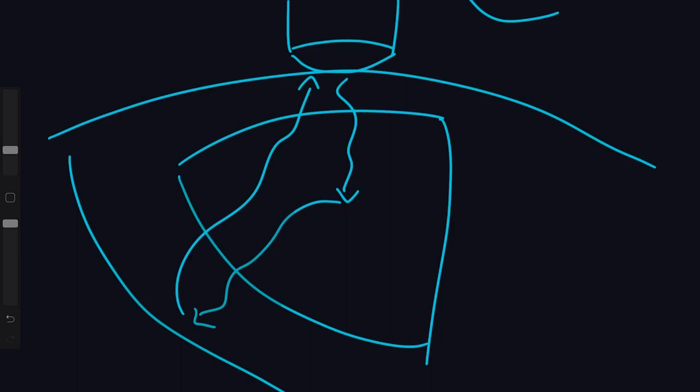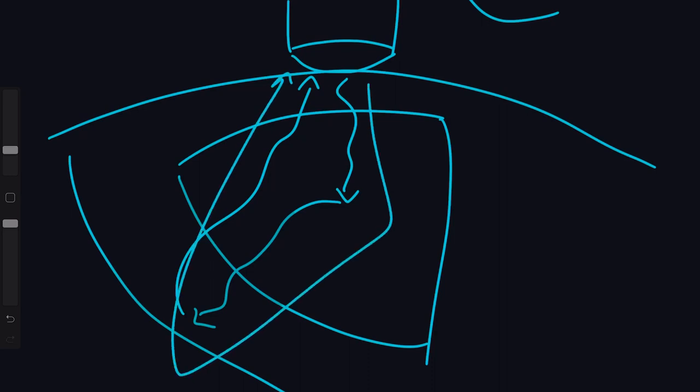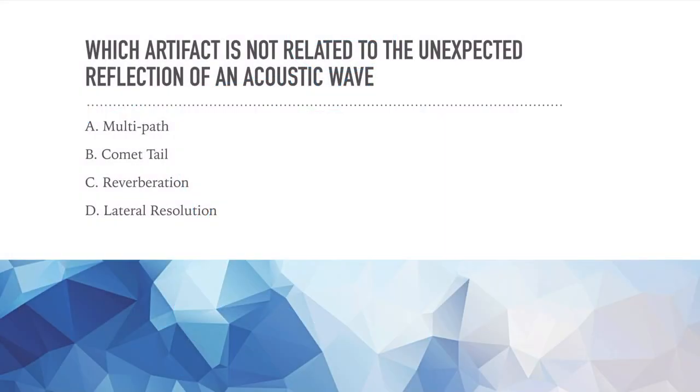Well, the path it expected was this one here and to return. So that's how much time it expects it to take to place a dot on your image here in your liver. But what it actually got was this whole path here, which takes a lot longer. So it'll place that dot deeper in the image. So we know it's not multipath because that is related to an unexpected reflection.